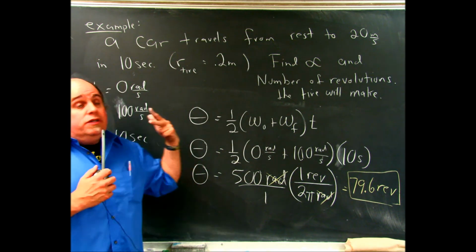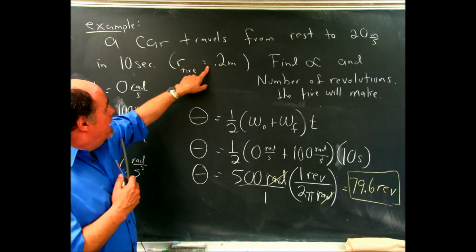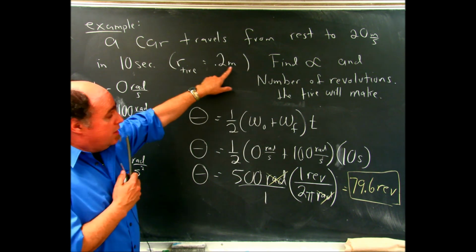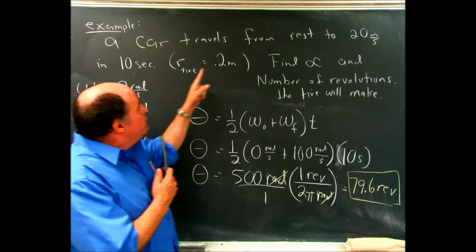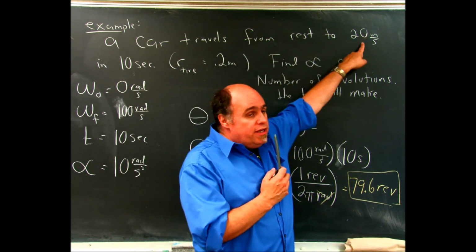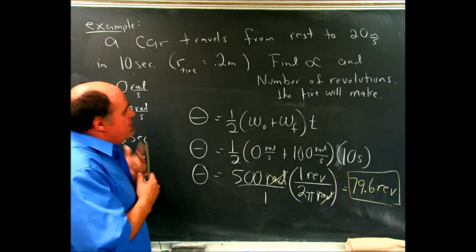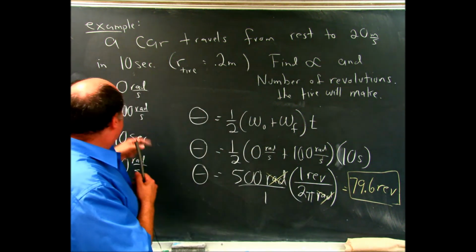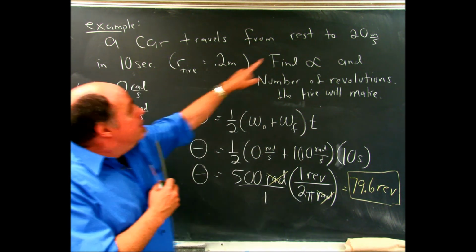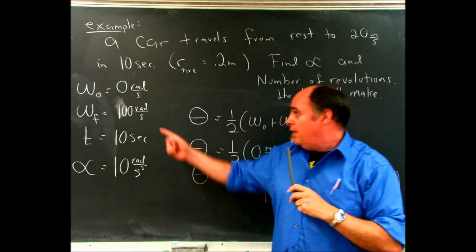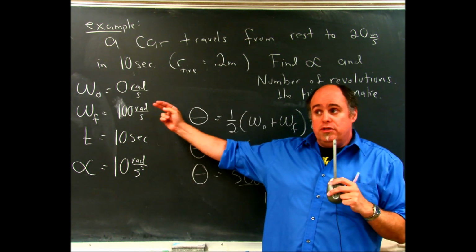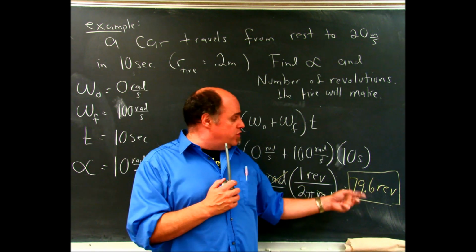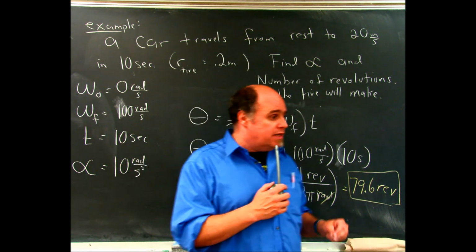So this particular tire, they told us the tire had a radius of 0.2 meters, and with that number, we were able to change a linear velocity into an angular velocity, and then we were able to figure out how many revolutions this tire will do if it's traveling for 10 seconds at this linear speed, or in the same time, the angular speed. So we were able to push this all together, and we came up with almost 80 revolutions that the tire will go through. And that's how to do this particular problem.